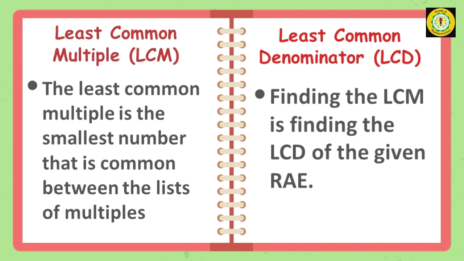Least common multiple or LCM. The least common multiple is the smallest number that is common between the lists of multiples. Least common denominator or LCD. Finding the LCM is finding the LCD of the given rational algebraic expressions.